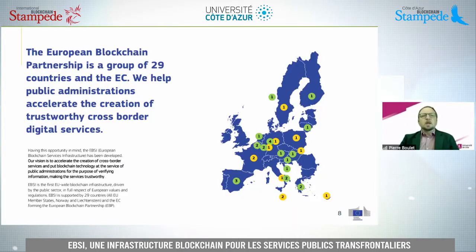So EBSI, what does it mean, and what is the governance behind this project? The governance is a partnership, a special kind of partnership, the European Blockchain Partnership, which is a group which has been signed by a group of 29 countries, the 27 from the European Union, plus Norway and Liechtenstein, and the European Commission. So it's not a European Commission-led project, it's led by the different member states. And the goal is to promote blockchain technologies and to build an infrastructure to enable public cross-border digital services.